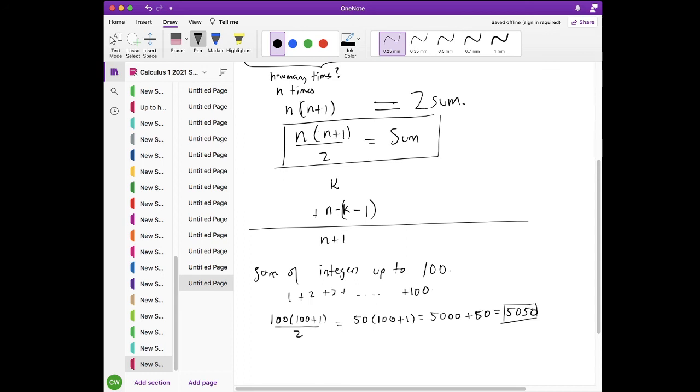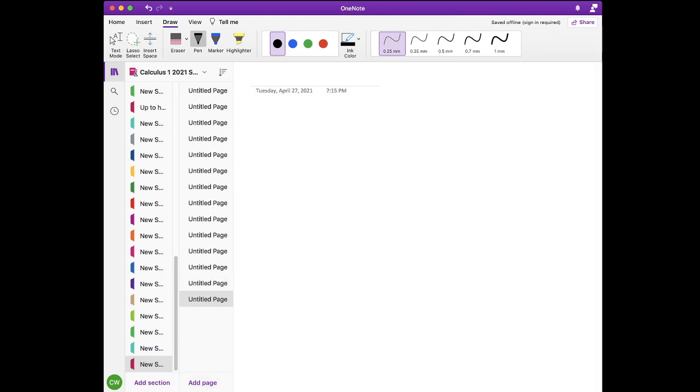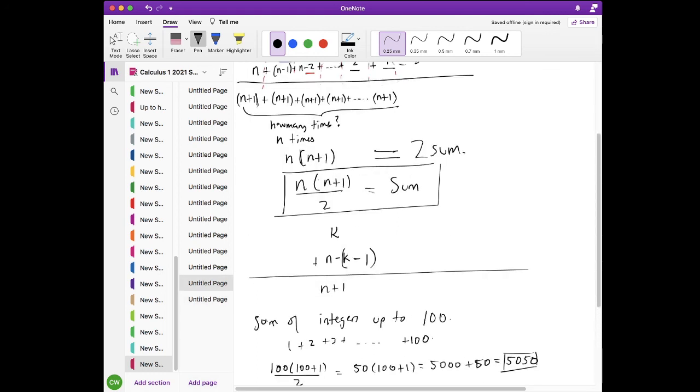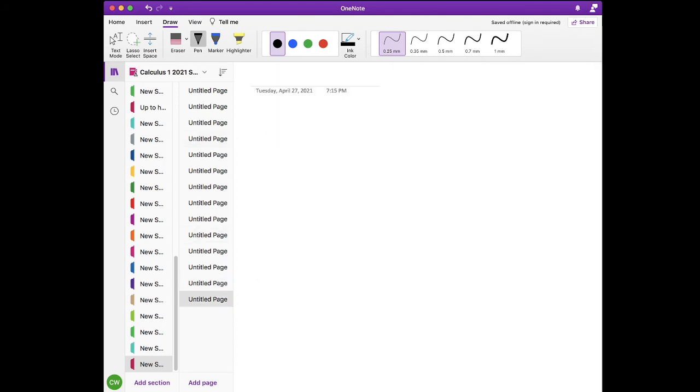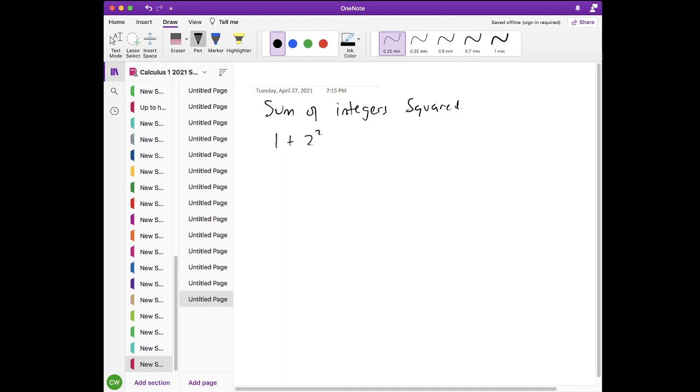Okay, so let's do the squares now, because we need this formula for the sum of integers squared. All right, so again, this is 1 plus 2 squared plus 3 squared plus 4 squared up to n squared. Okay, so to do this, I'm actually going to go on an aside. And let's realize that we're actually going to use the cubic.